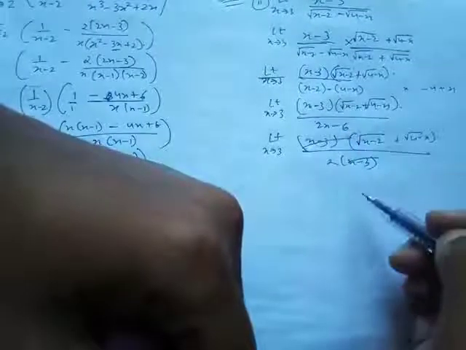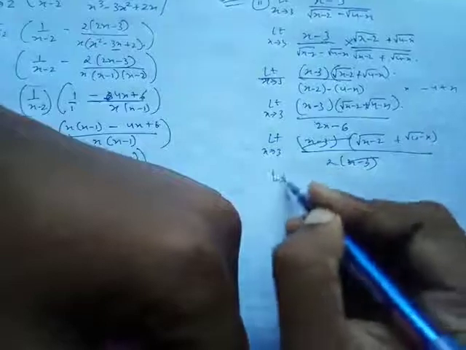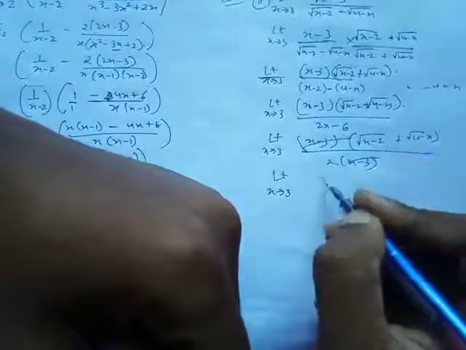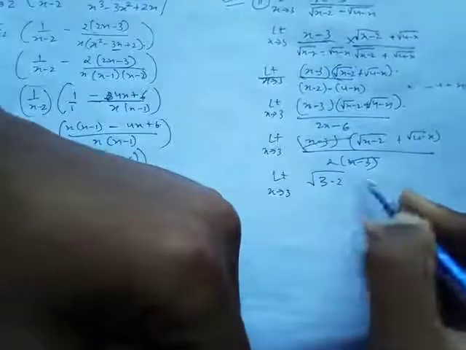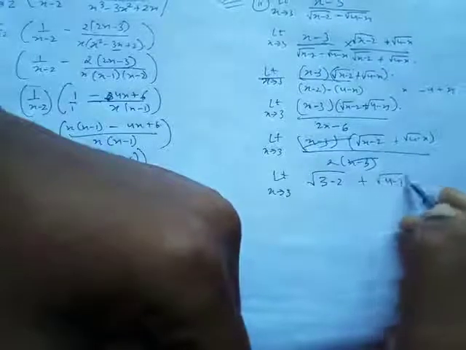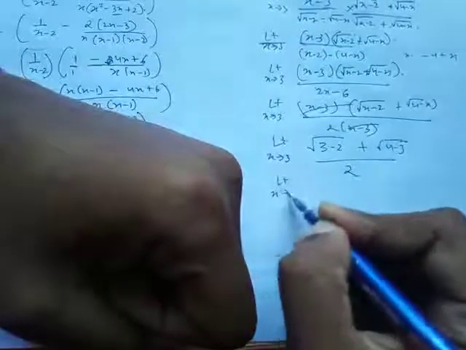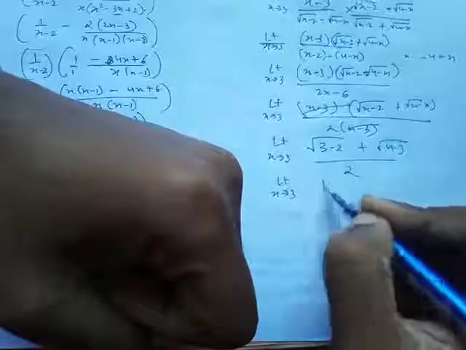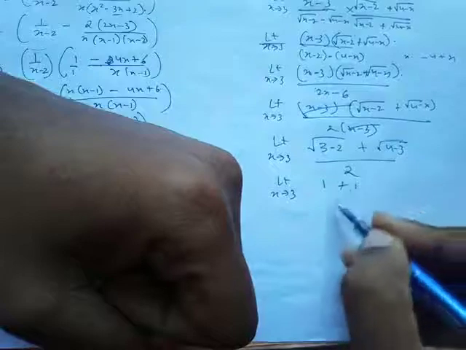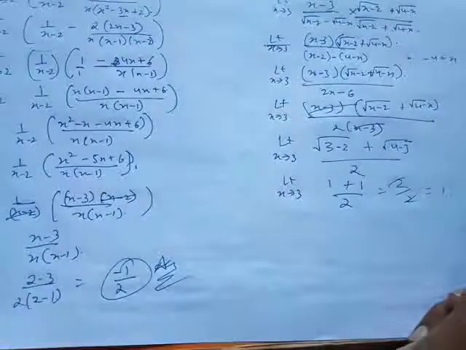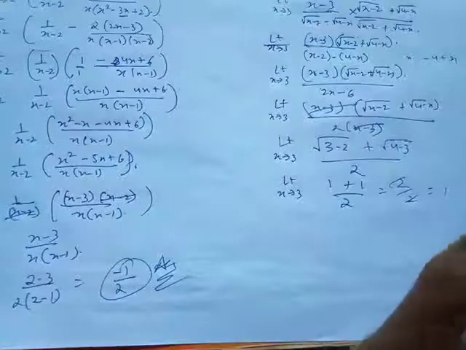Okay, so what is left with me? Limit x tends to 3, then wherever you see x, put 3: square root of 3 minus 2 plus square root of 4 minus 3, over 2. So which is going to give me 1 plus 1 upon 2, and that is 2 upon 2, and my answer is going to be 1. Okay, that's how I get my answer for this type of questions.